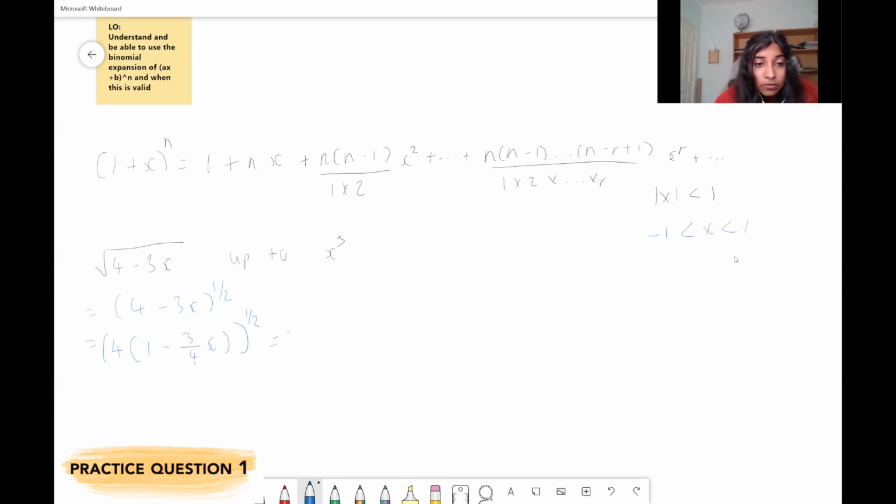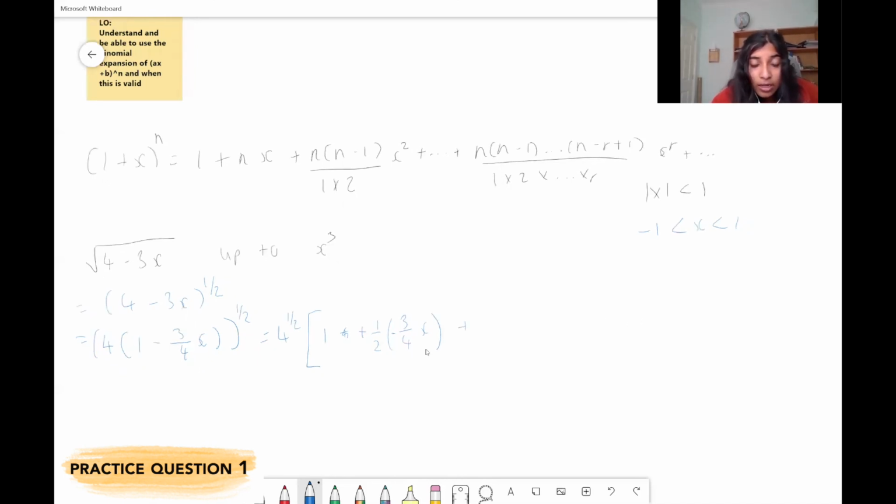So that would be 4 to the power of half, then in bigger brackets we would have 1, and then we'd have a half times minus 3/4 x, so we could just do plus minus half, and then that's probably an easier way to see it. Then we do plus a half, and then half minus 1 over 2, and then that's minus 3 over 4x squared, and then plus a half, minus 1, and then half minus 2.